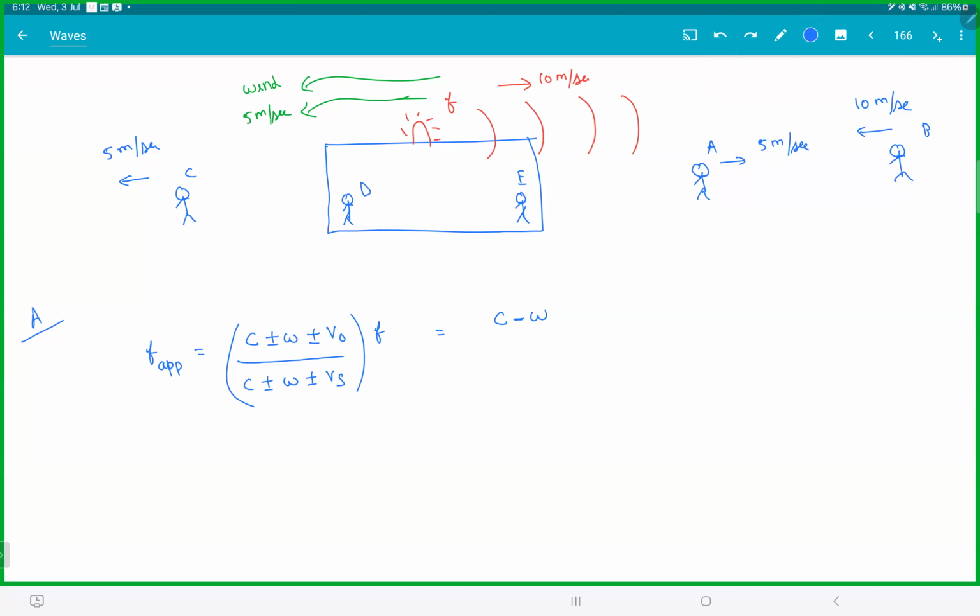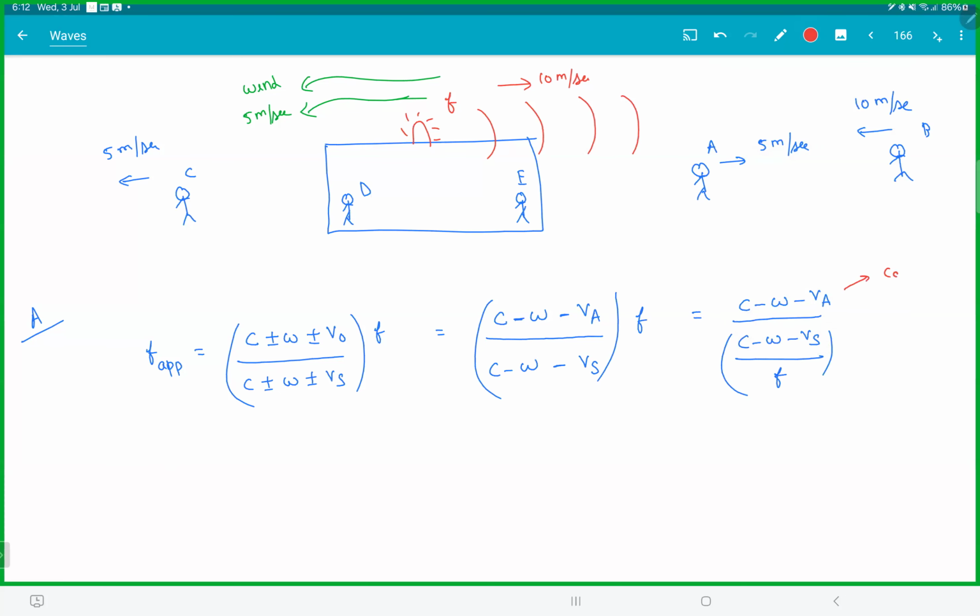So frequency should decrease. And it is in the numerator. So minus VA by C minus W. What is the bus trying to do? The bus is trying to go towards the observer. So frequency should increase. So minus Vs into F. Done. Substitute the values, you'll get the answer, F apparent. What is lambda apparent? If you bring that F to the denominator, C minus W minus VA by C minus W minus VS by F. The numerator is C apparent. The denominator is lambda apparent. Understood how to do this?